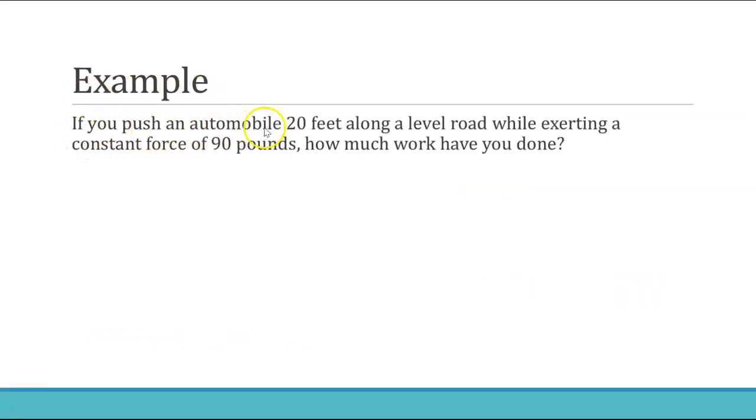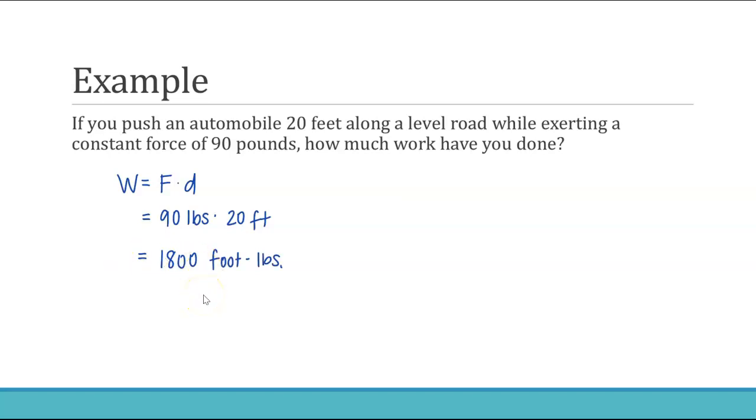If you push an automobile 20 feet along a level road while exerting a constant force of 90 pounds, how much work have you done? Since the force is constant, we can use the formula work, W, is equal to force times distance traveled. The force was 90 pounds times the distance traveled was 20 feet. So this ends up becoming 90 times 20, or 1,800 foot-pounds.